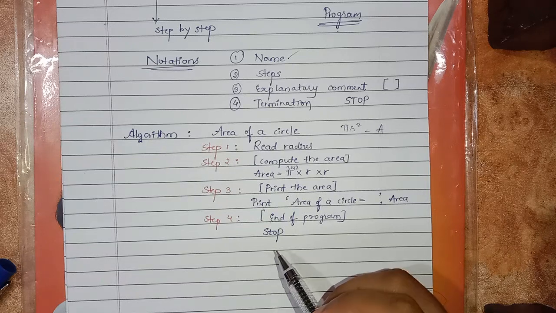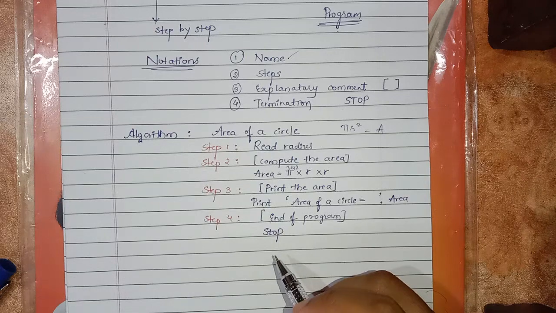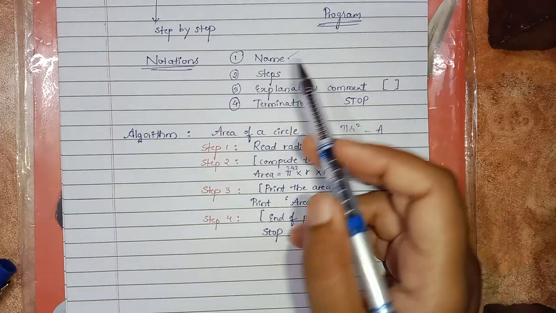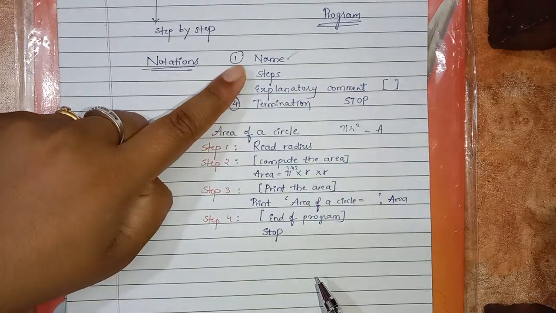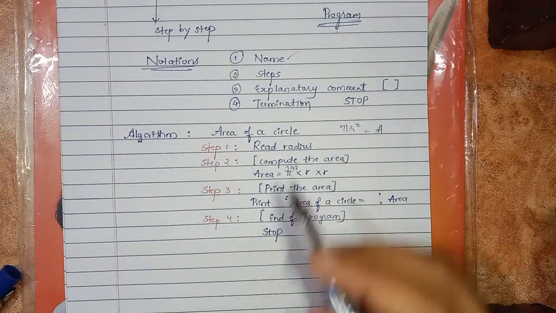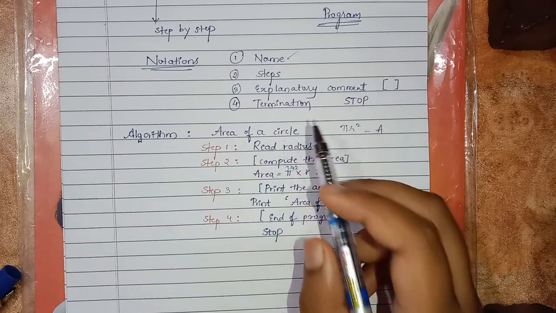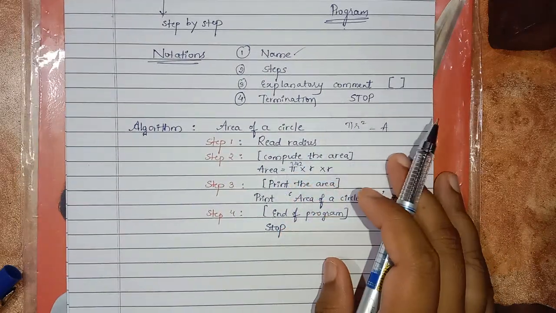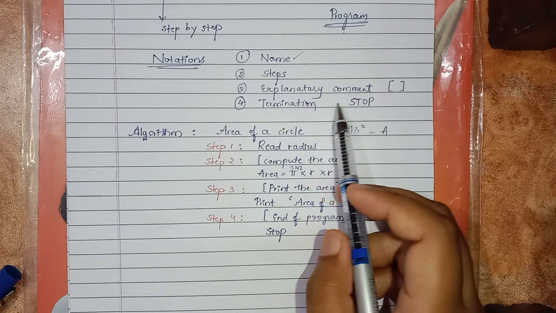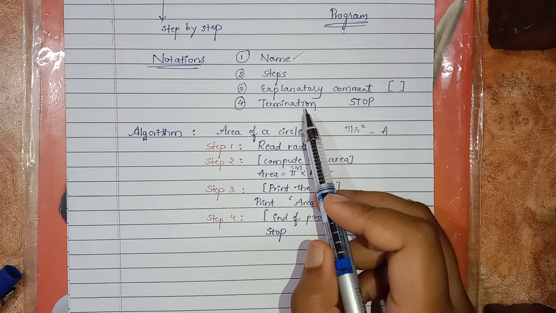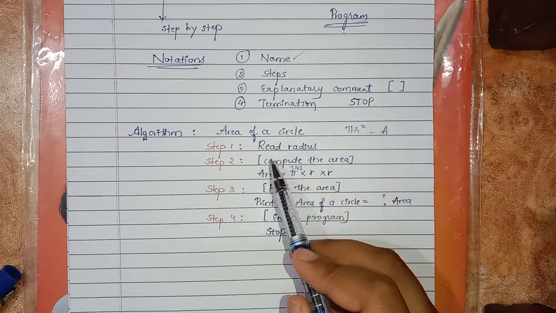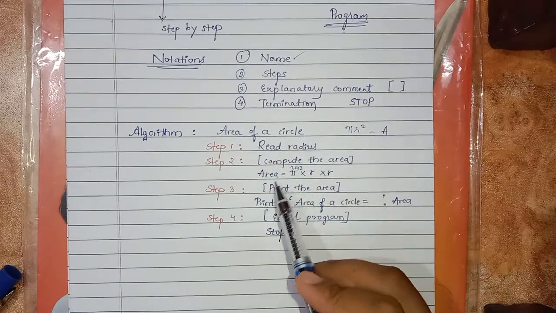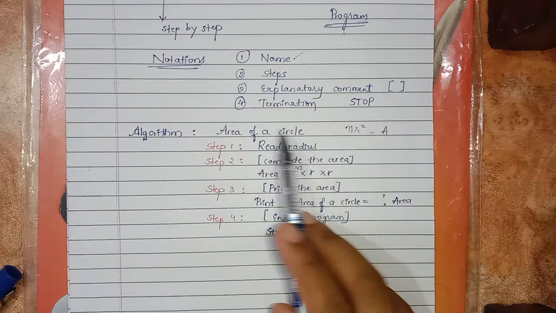Okay, so what is an algorithm? Algorithm is a step-by-step process we follow to solve any problem. So how to write the algorithm? We should write the name of the algorithm, we should know the steps, and we should explain everything. At every step, what we are expecting from the computer, we have to explain under the heading of explanatory comment, and that we write in brackets here. This also we explain, what we want, and the termination.